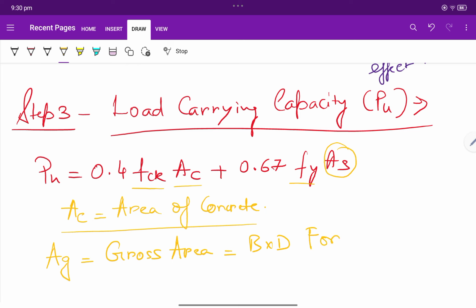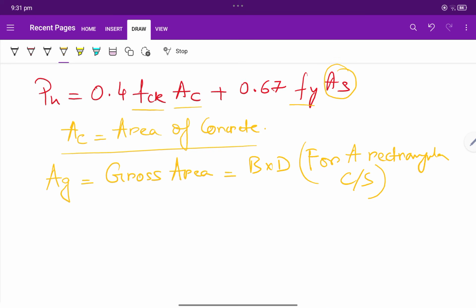For a rectangular cross section. Okay, so now what is Ag? Ag is equal to Ac plus As. The total gross area will be the area of the concrete plus the area of the steel. So from here we can take it that the area of the concrete will be Ag minus As, the gross area minus the area of steel.